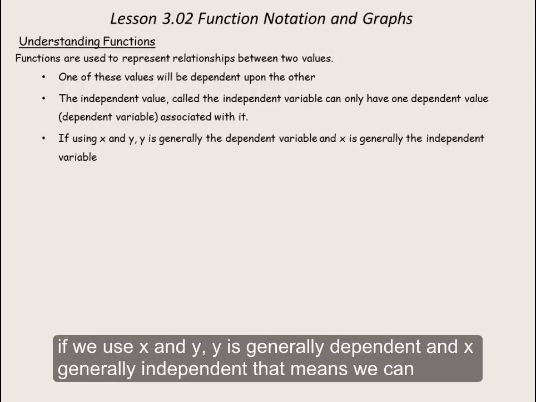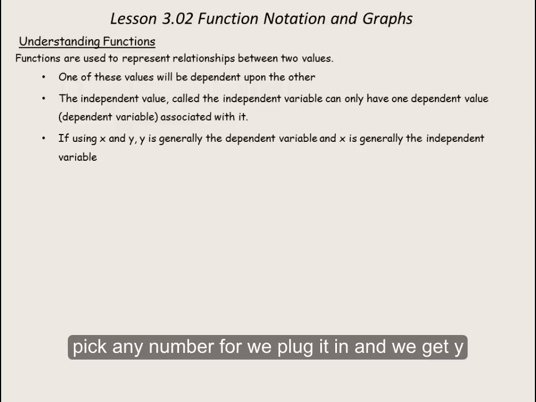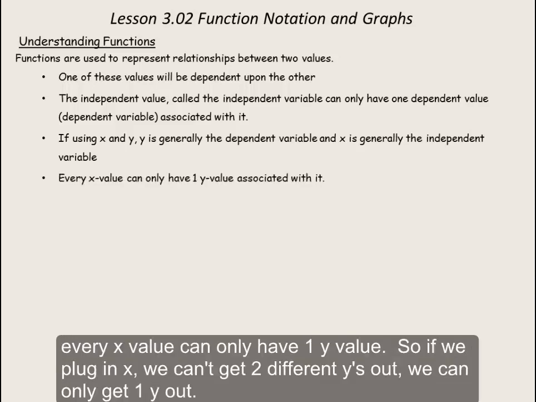If we use x and y, y is generally dependent and x is generally independent. That means we can pick any number for x, we plug it in and we get y. Every x value can only have one y value. So if we plug in x, we can't get two different y's out. We can only get one y out.